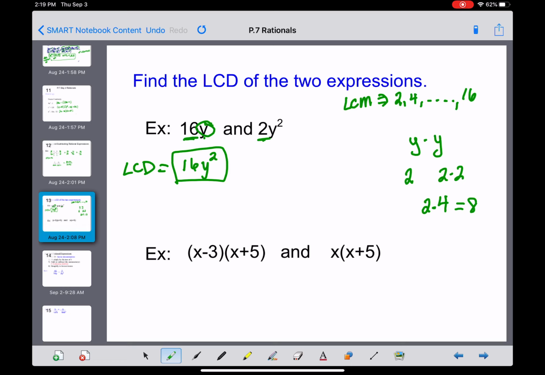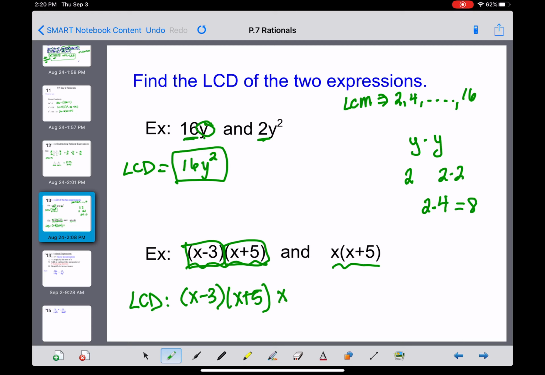Okay, so now I'm going to look at these two. They're already factored, okay? So again, for this expression, every part has to be represented. So in my LCD, I need to have an x minus 3. Okay, I also need an x plus 5. Okay, now I go over here. Do I have an x? No, these are x minus 3 and x plus 5. I don't have an x yet. Do I already have an x plus 5 represented?